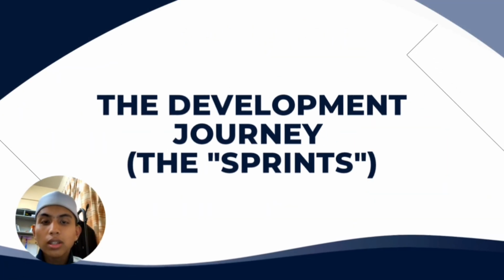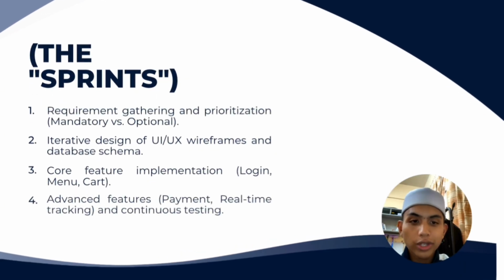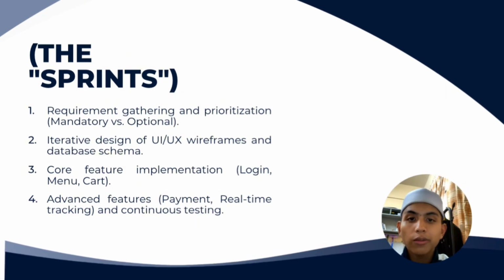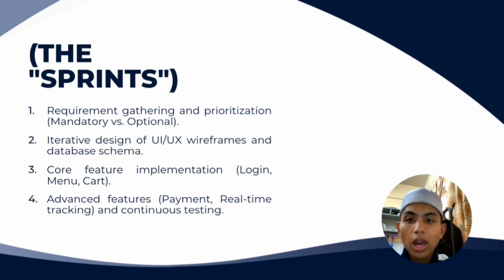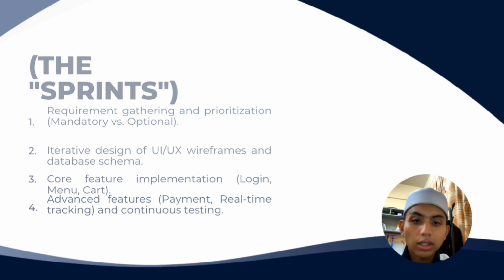The development journey, the sprints. The first sprint: requirement gathering and prioritization, mandatory versus optional. Then iterative design of UI, UX, wireframes, and database schema. Next, core feature implementation: login, menu, cart. Then the last one, we have advanced features: payment, real-time tracking, and continuous testing.